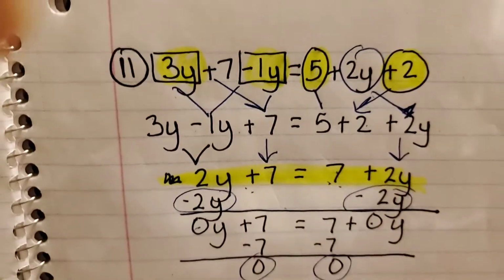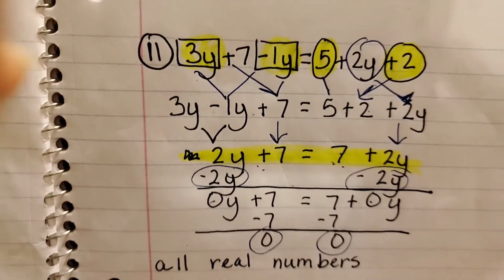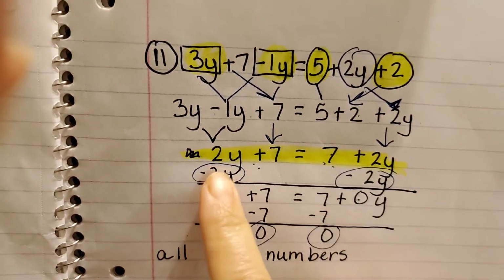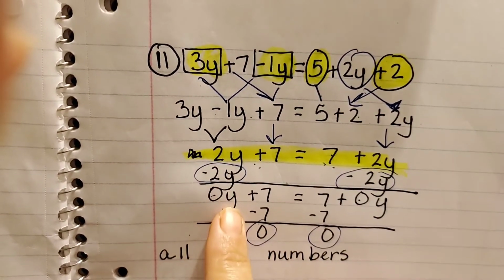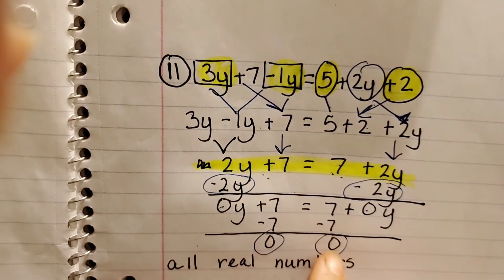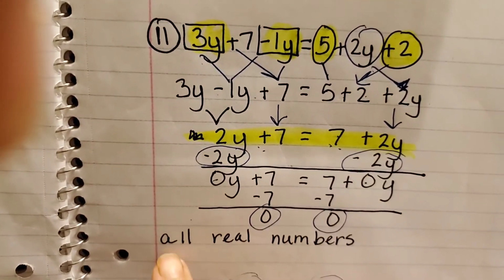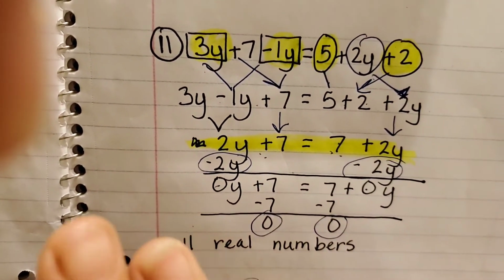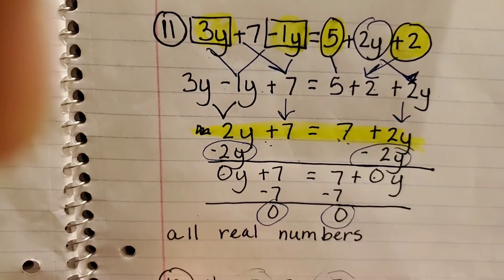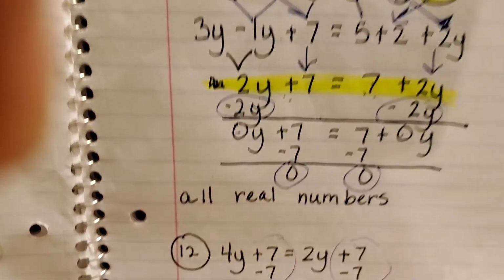Most of these problems are the same. It's just practicing. I want to show you this one though. On this one, both sides, the y's were zeros and the numbers were zeros. So when that happens, on number 11, you write all real numbers. That means your y's ended up 0 and your number ended up 0. So all real numbers on 11.